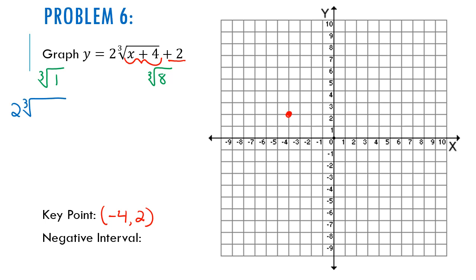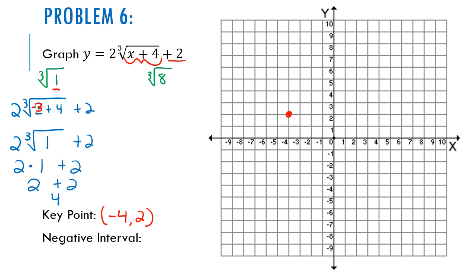So 2 cube root some number plus 4. That would equal 1. So I'm trying to create a 1. Negative 3. Negative 3 plus 4 is equal to 1. So we have 2 cube root 1. The cube root of 1 is 1. 2 times 1 is 2. 2 plus 2 is 4. So my coordinate is negative 3, 4.